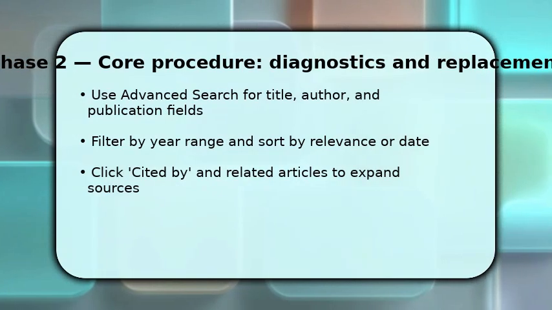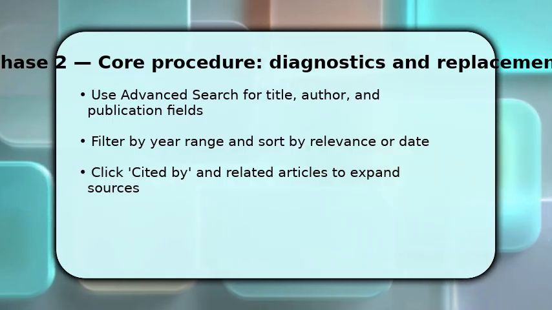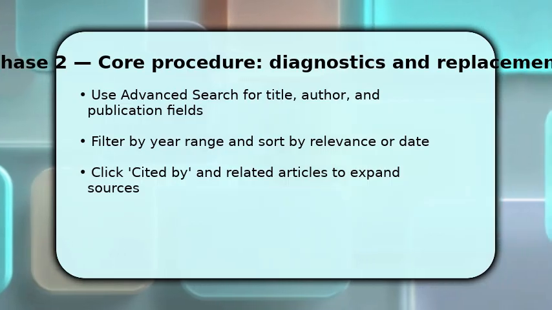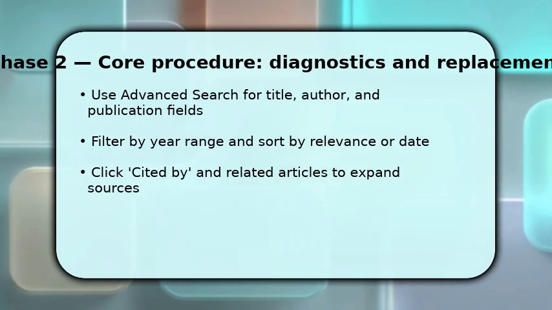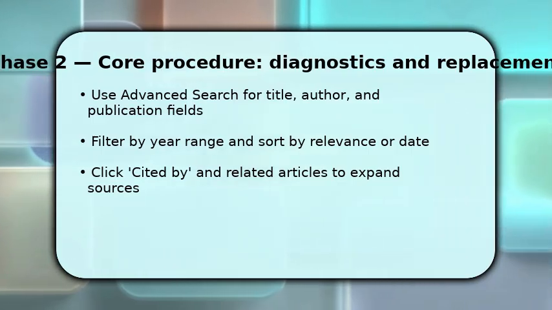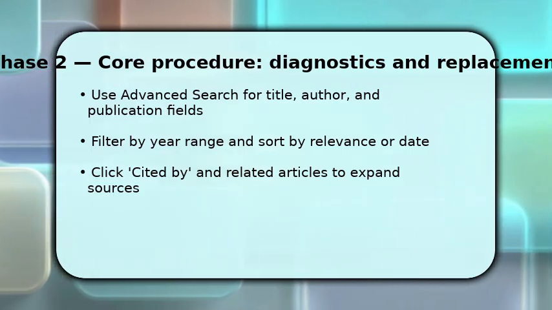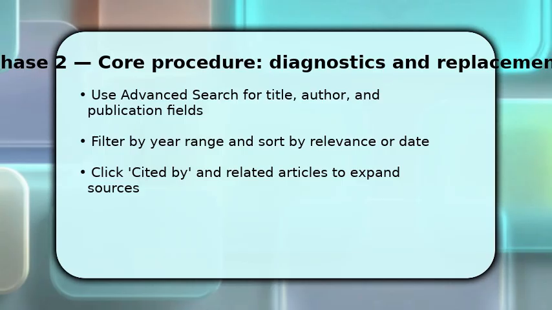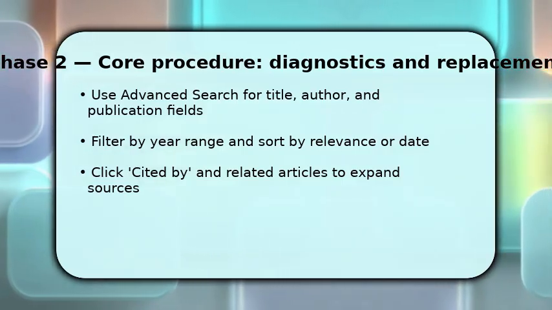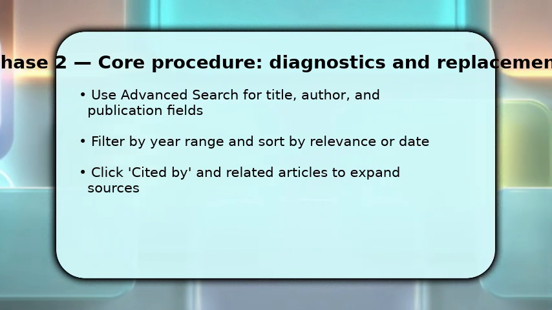Now refine results with Google Scholar's controls. Open advanced search to target title, author, or publication. That's how you find precise matches. Apply a year range to limit to recent work or historical context, and switch between relevance and date sorting depending on your goal. To broaden good leads, click Cited By to see papers that reference the one you like, and related articles to find similar studies. These steps deepen coverage and quickly build a reliable reading set for your project.